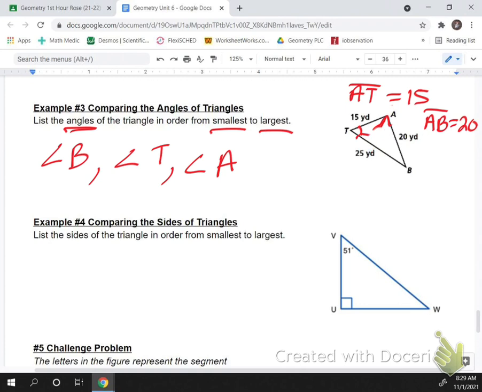Any questions on seeing those relationships? Do we see it? B is the smallest because 15 is the smallest side. So in this example, we took the sides and listed the angles. Are you ready for number 4? Number 4, we're going to list the sides in order from smallest to greatest. But what do we have here now? A right angle, so this means it's 90. How can I figure out this angle?